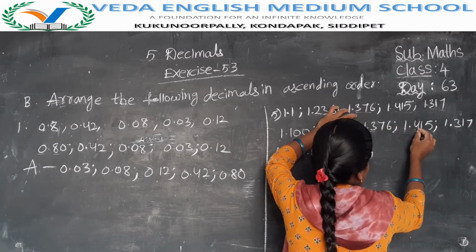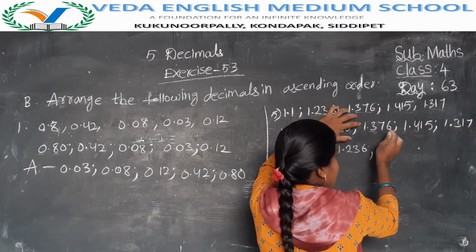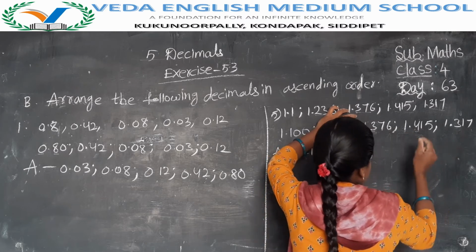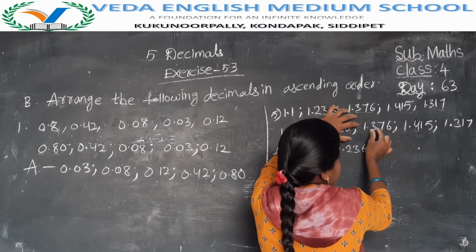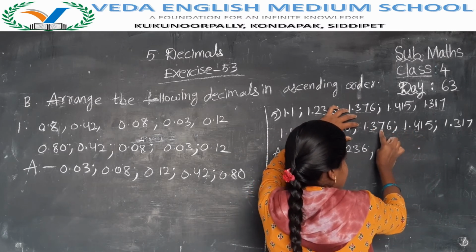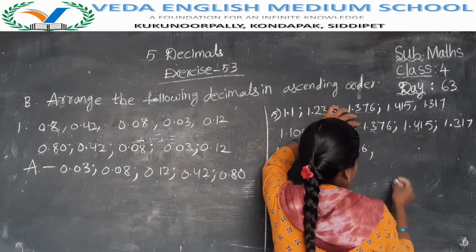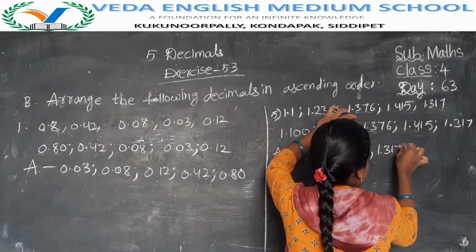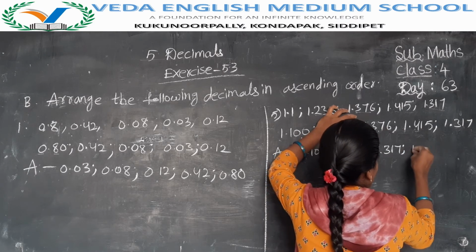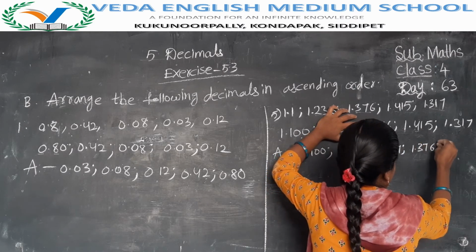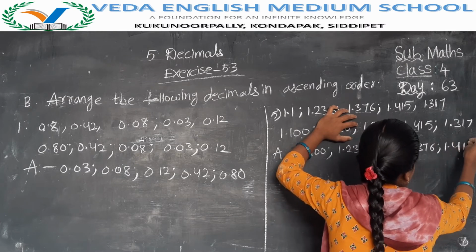Next, here 1.376, 1.415, 1.317. Here 3 is there, here 4 is there. 3 is the smaller number, but here and here in both places we have 3. If the first digit is the same, then you have to compare the second digit. Second digit is 7 and 1. So which is the smaller number? 1 is the smaller number. So 1.317. Next 1.376. Finally 1.415.